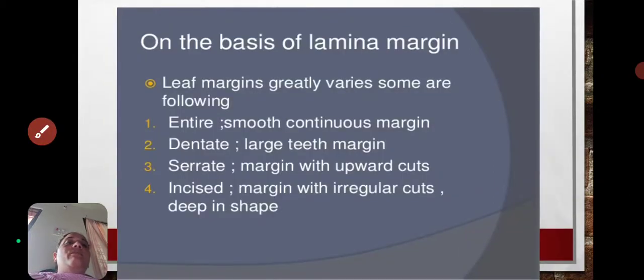Next, on the basis of lamina margin, I already explained in the leaf shape. Those are the leaf margins: entire leaf margin, dentate leaf margin, serrate leaf margin and incised leaf margin. What does entire leaf margin mean? A smooth, continuous margin is called an entire leaf margin. In the dentate, large tooth-shaped margins are there. In the serrate, the margin has upward cuts. Incised means margin with irregular, deep cuts.